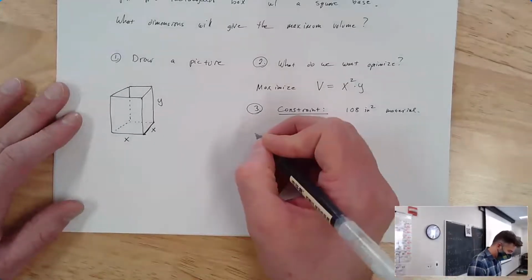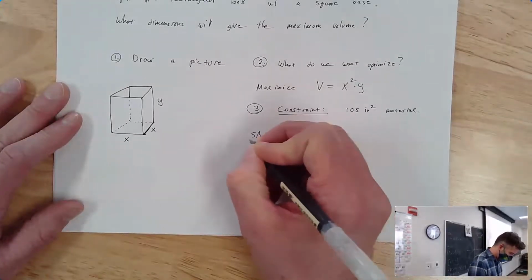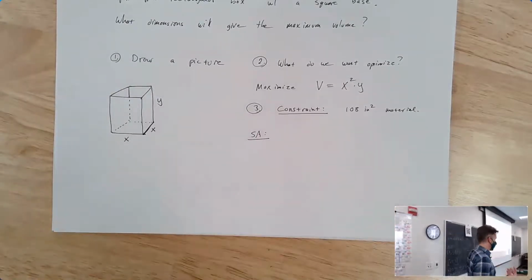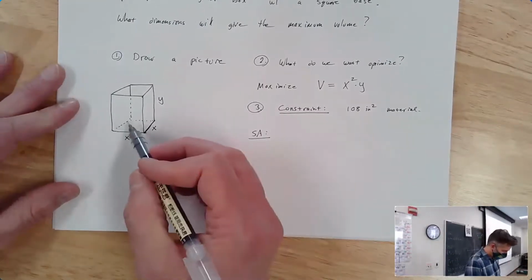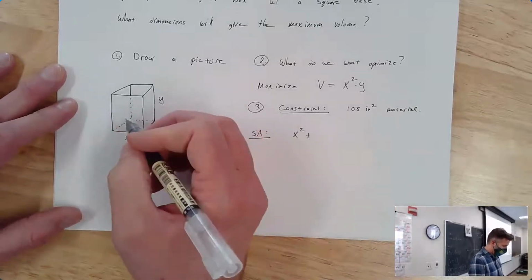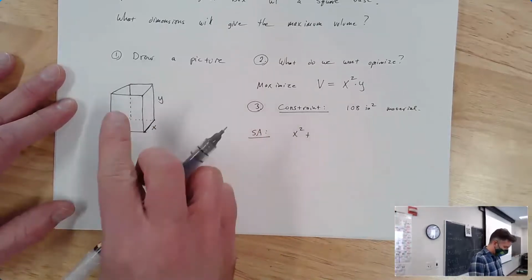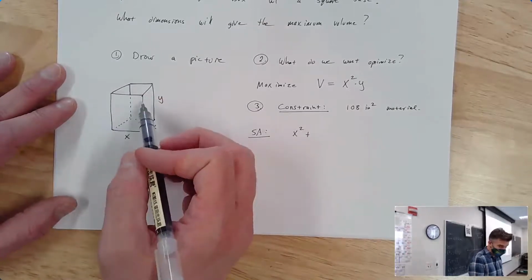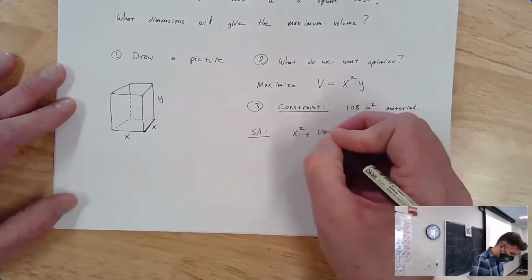The equation for the surface area is just all the area. It's nice when it's a box because it's literally just adding up all those squares and rectangles. So my surface area: the bottom area is x squared. And then each side is going to be x times y. This front side is x times y, this right side, this left side, this back side are each x times y. So I have 4 of those.